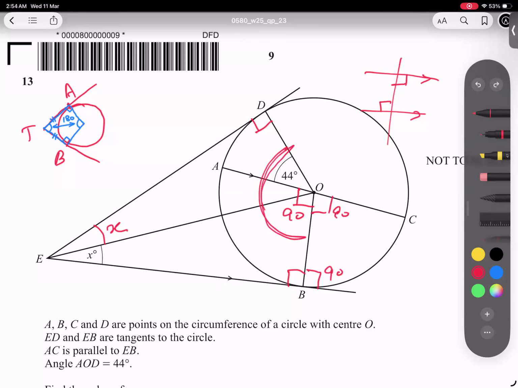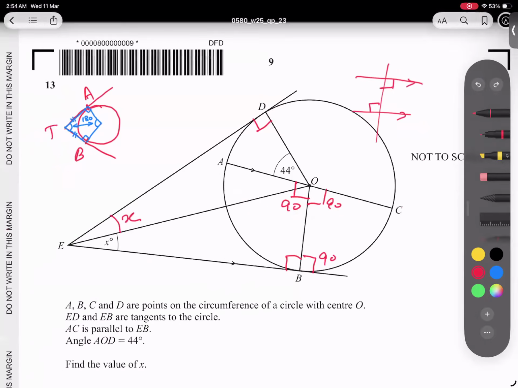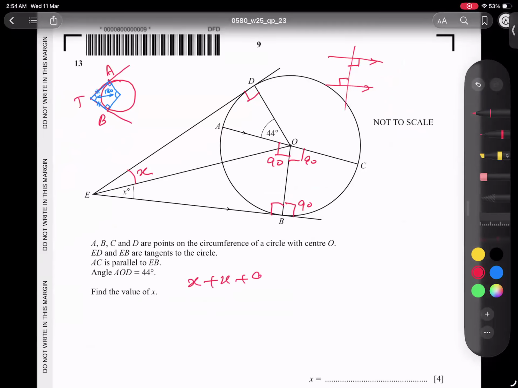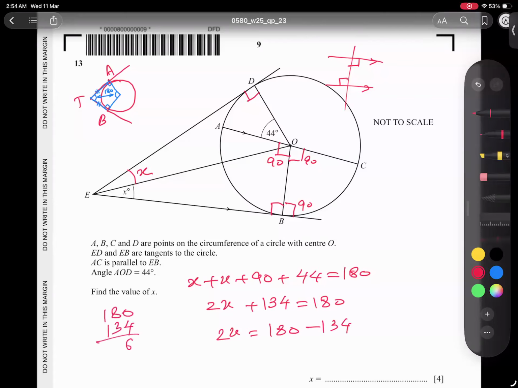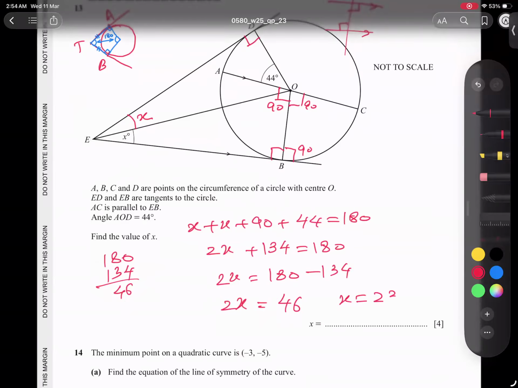So I can say that 90 plus 44, so these two angles sum to 180. So I can finish my question. x plus 90 plus 44 equals 180. x plus x is 2x, and this gives us 134, so 2x equals 180 minus 134. So 180, 134 gone. I got 6, and from 7, I got 46. So 46, I got it. And 2 divides: 2 twos are and 2 threes are. So this is my final answer.